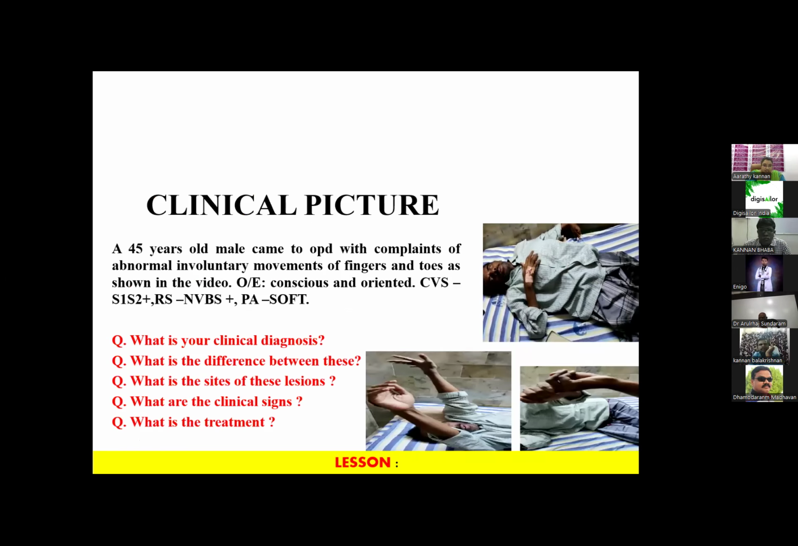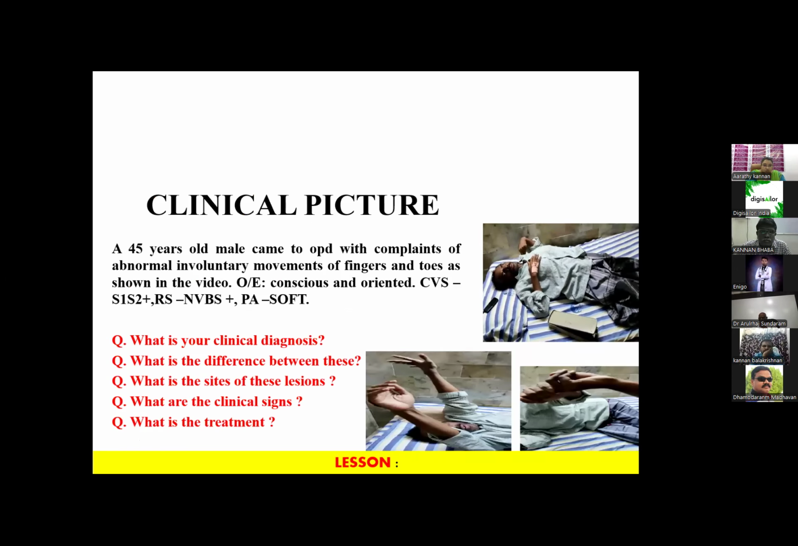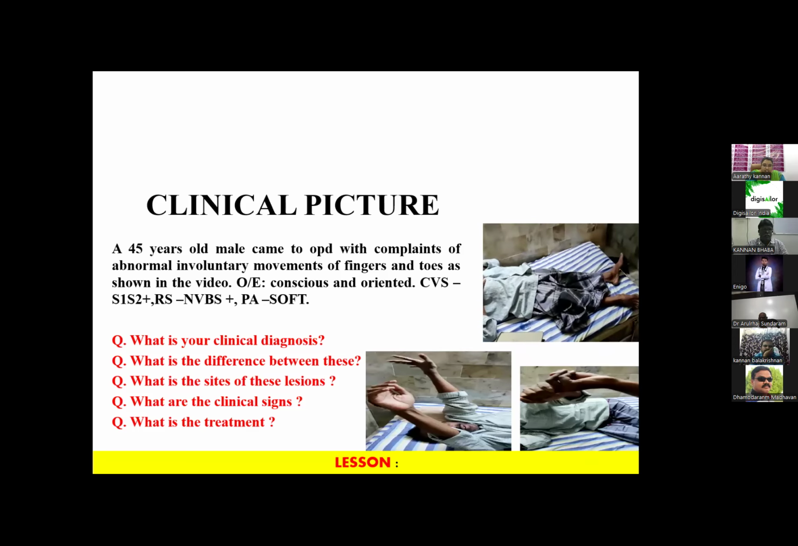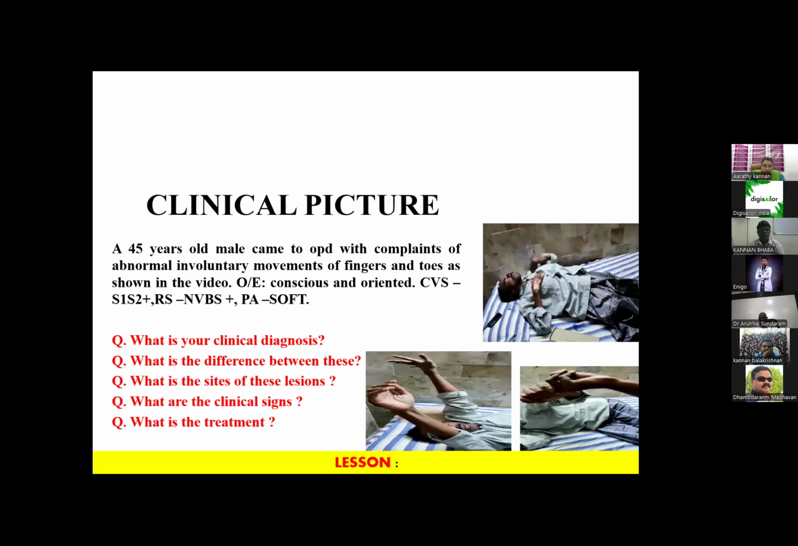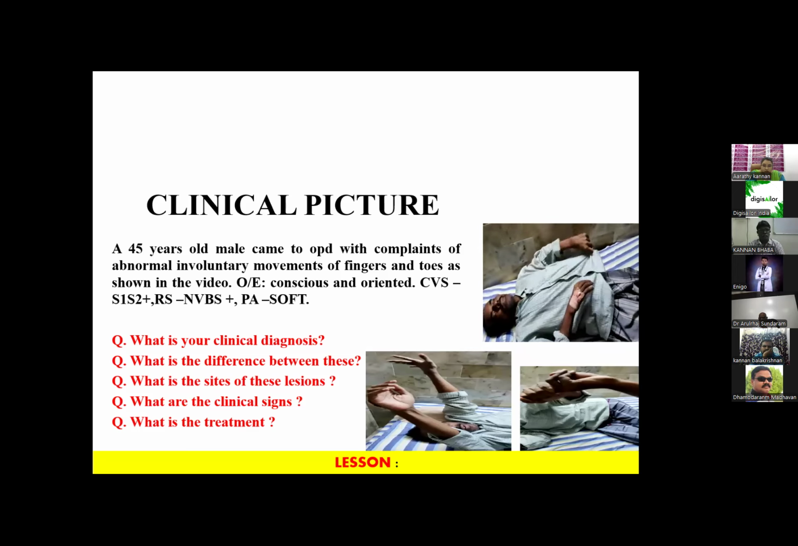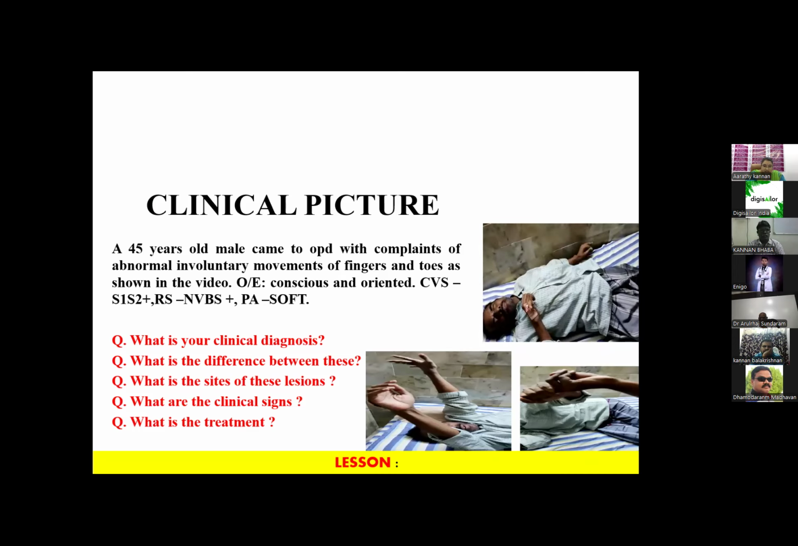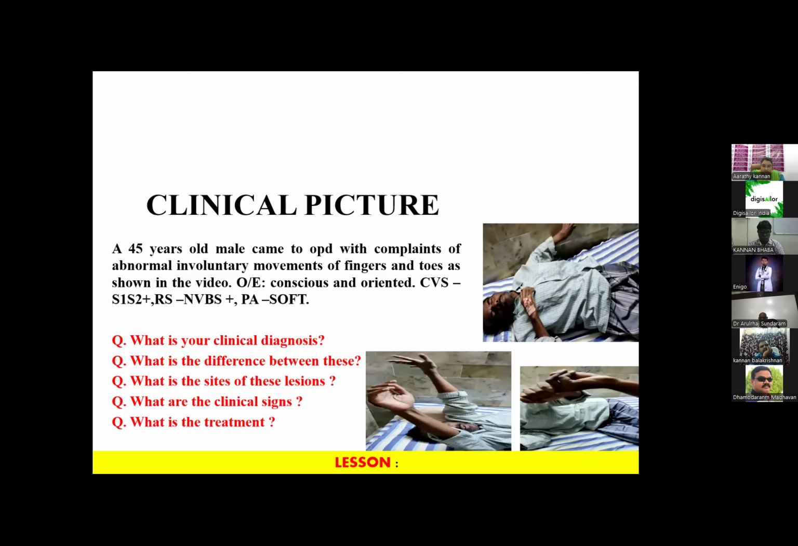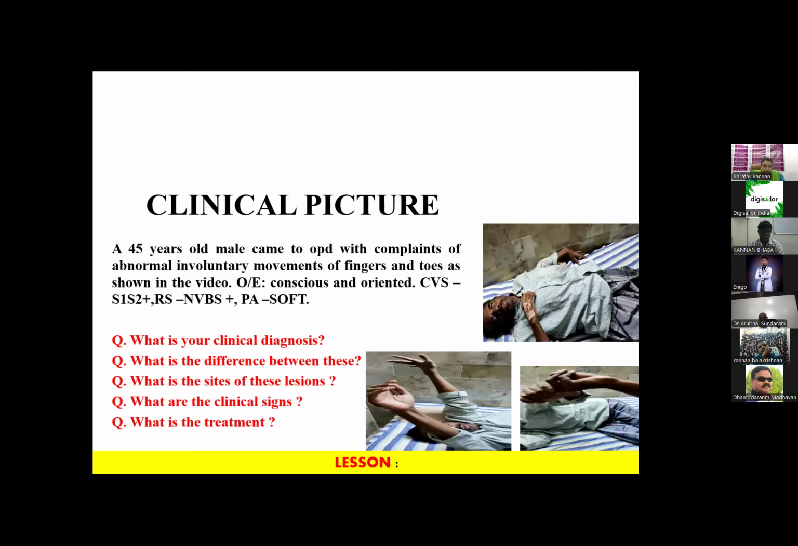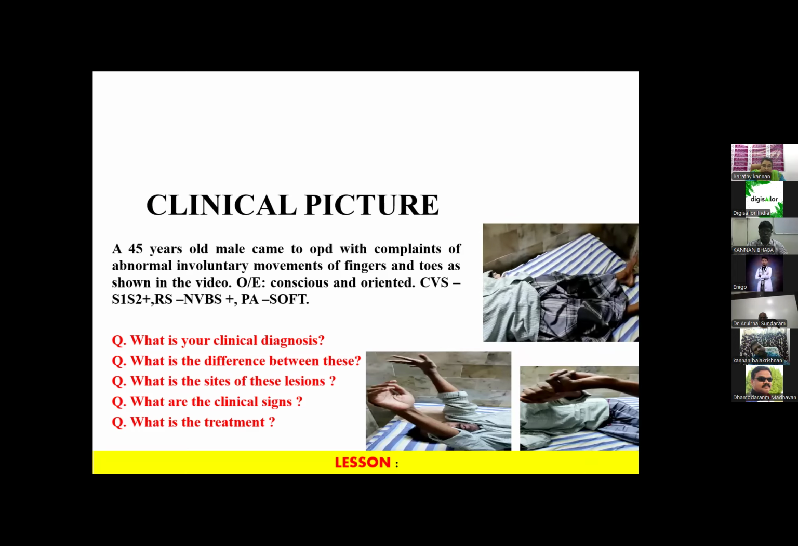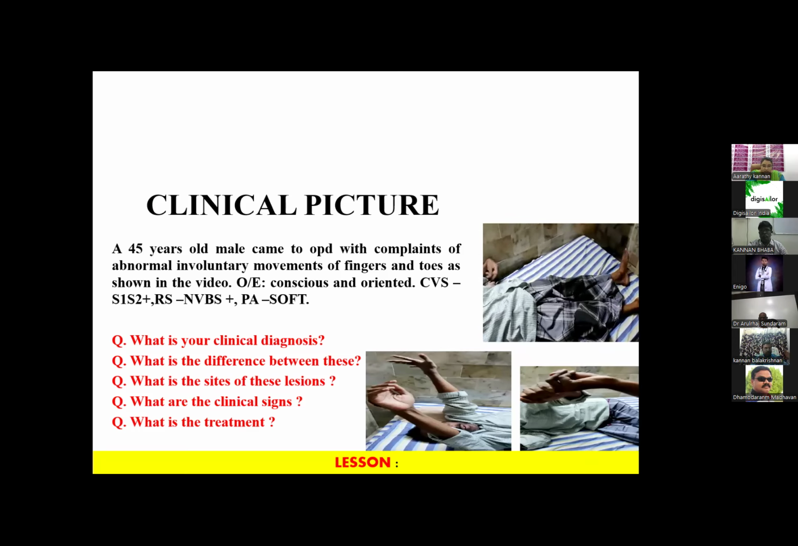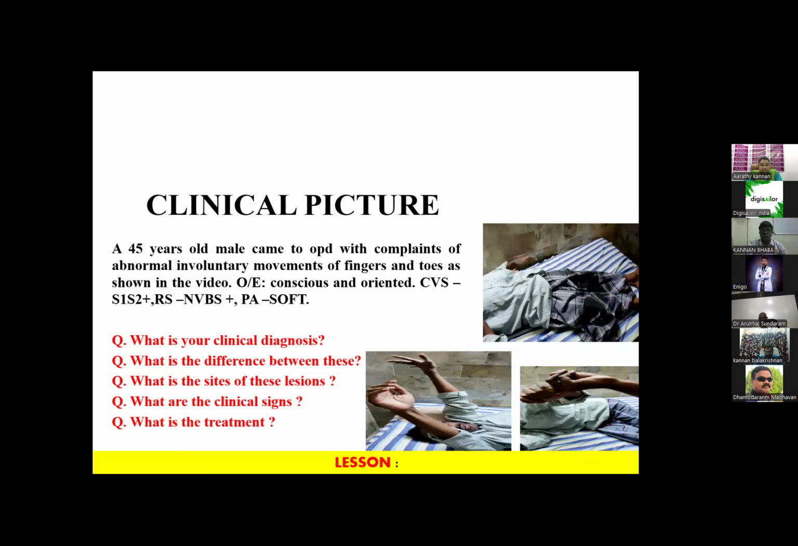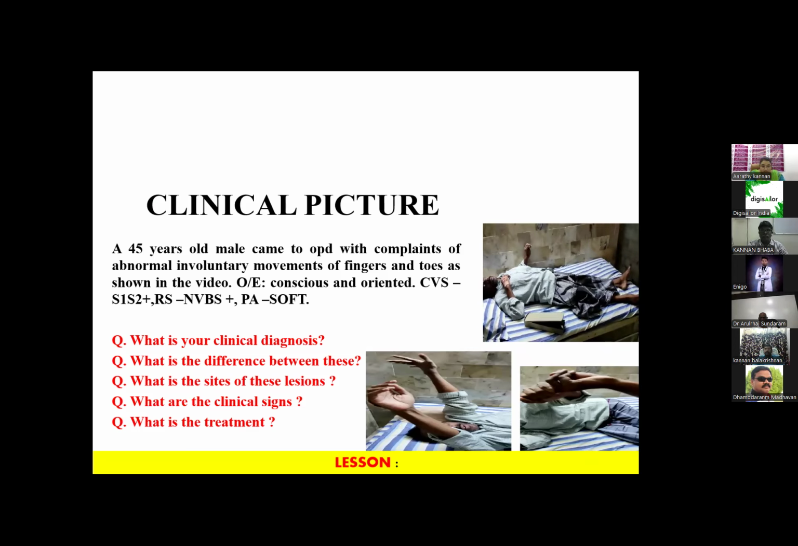Here we have another clinical video of a 45-year-old male who came with complaints of abnormal involuntary movements of his fingers and toes as shown in this video. With this, what will be your clinical diagnosis? What is the difference between the two conditions you can see? What is the site of this lesion? What are its clinical signs and how will you treat this patient?